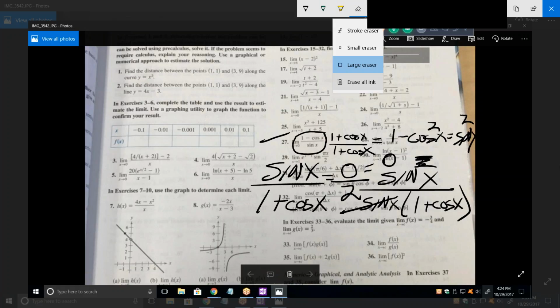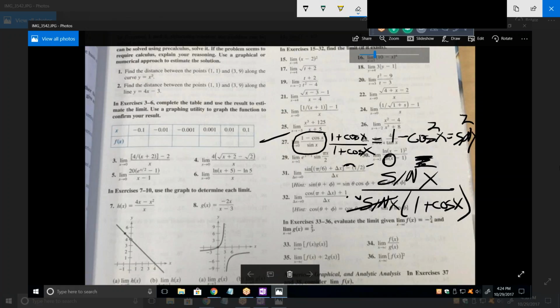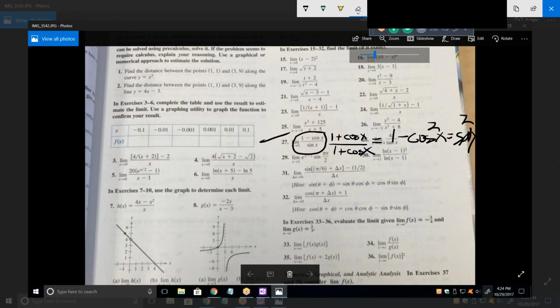And just in my experience with trig functions, back when you were trying to prove trig identities and stuff like that, whenever you saw a 1 minus cosine or a 1 minus sine or things like that, you would multiply by the conjugate. Because when you do multiply by the conjugate, it turns into this.